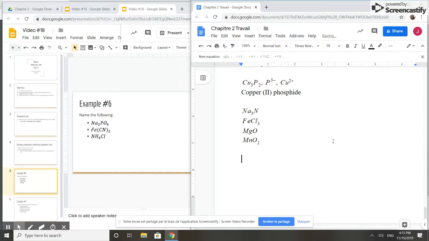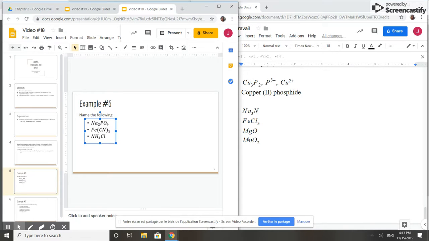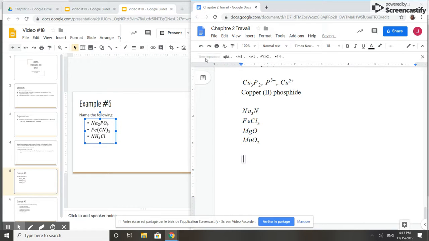Okay, so Na2PO4, that should be Na3PO4, actually, so I'm going to change that. So this is type 1, so it is sodium, PO4. I find on my polyatomic ion sheet, it is phosphate. FeCN2. So I need to first determine the charge of cyanide. So CN minus is cyanide. That means that Fe must have a charge of +2 to balance it out. So this is iron(II) cyanide.